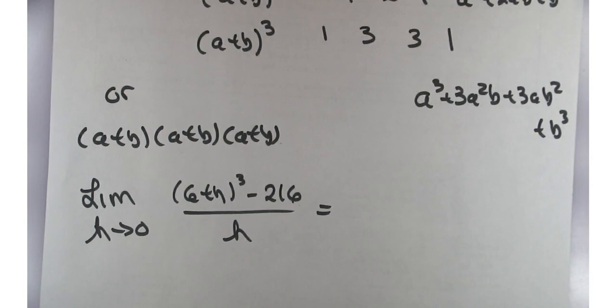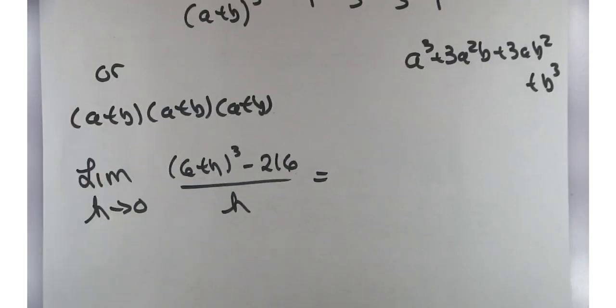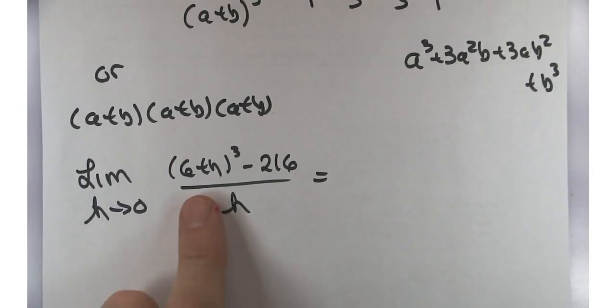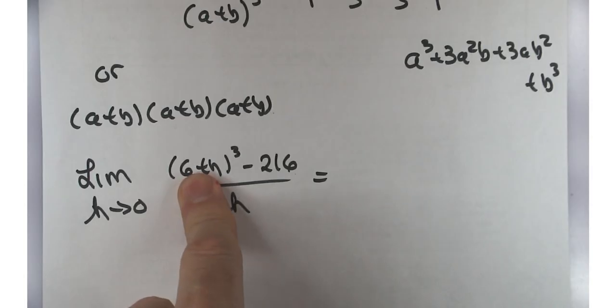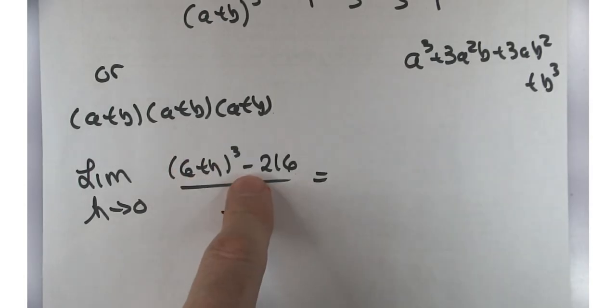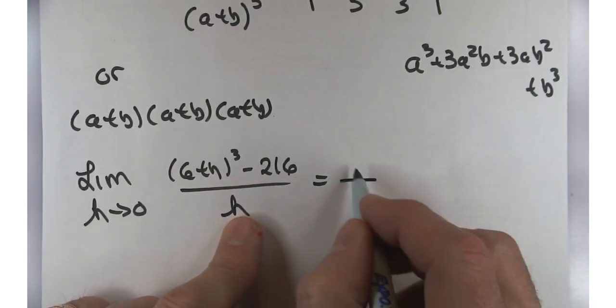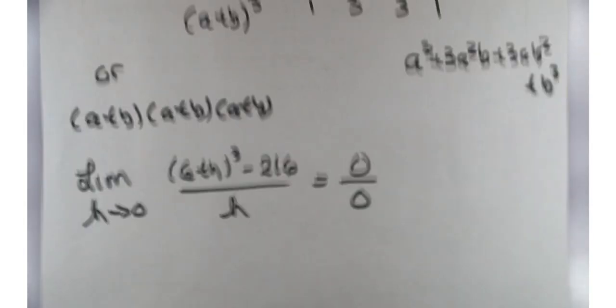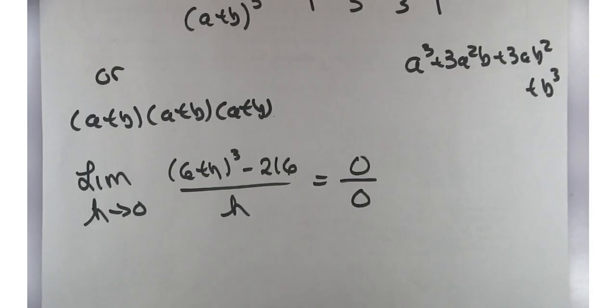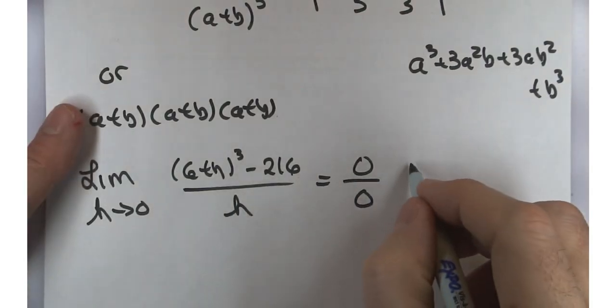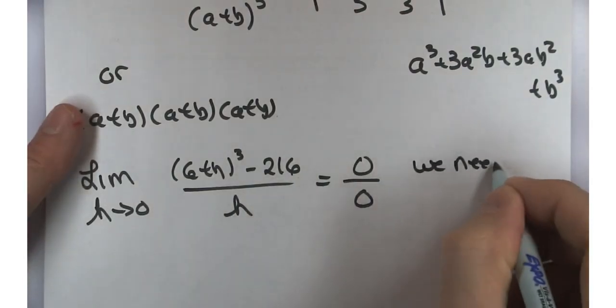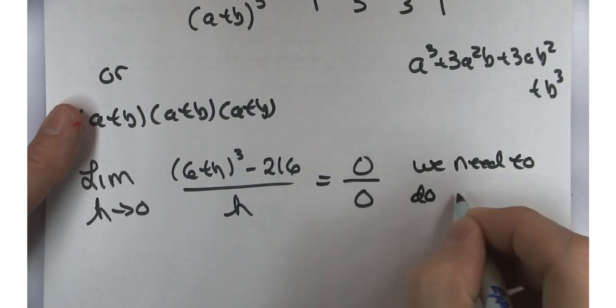Plug it in. So we plug it in, and let's just do a little mental calculation here. 6 plus 0 is 6. 6 cubed is 216. 216 minus 216 is 0 over 0. Always, always, always try plugging it in, though. So Laura was right. Try plugging it in. It doesn't work. This says we need more work.